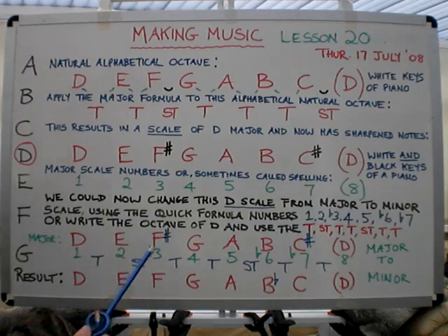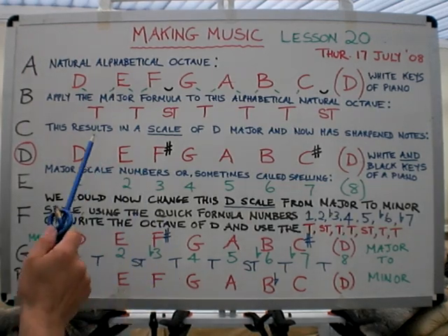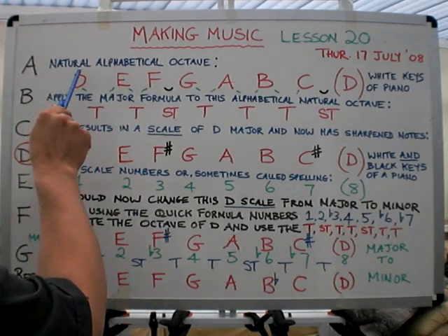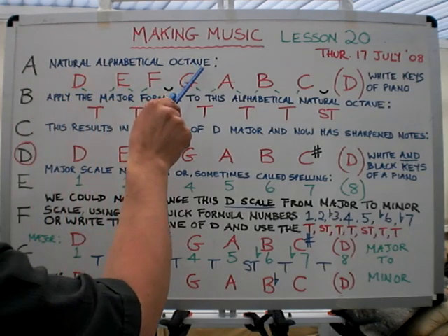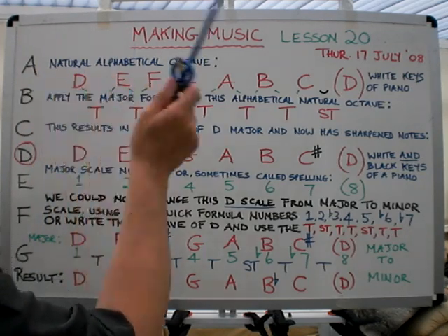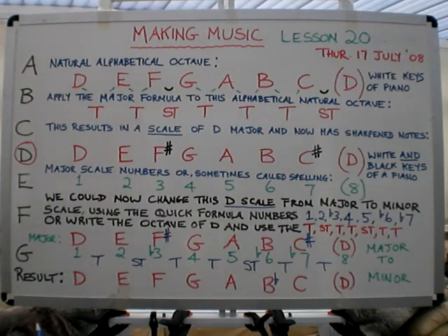Now generally the one we would normally go for when we're going to write the natural alphabetical octave, we'd normally write C to C. We stick to C to C because it's the most simplified. There's no sharps, no flats, various things. Just makes it much easier.